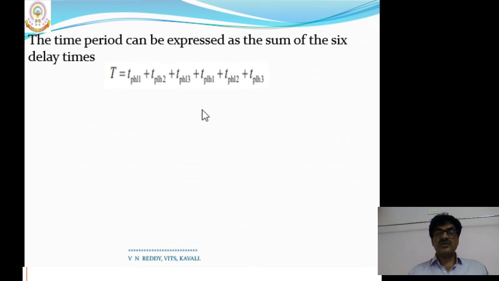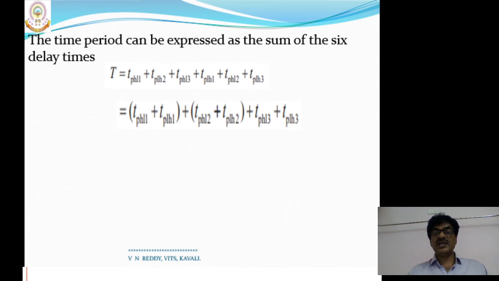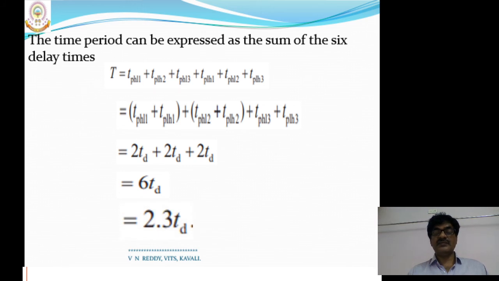Now group the above times like this: TPLH1 plus TPHL1 is one group, TPHL2 plus TPLH2 is another group, and the third group is with reference to the third inverter, TPHL3 plus TPLH3. Previously we derived that the time delay of each gate is the average of the transition propagation delays. Therefore, the sum of TPLH1 plus TPHL1 is equal to 2 times Td. Similarly, with reference to the second inverter, the sum of these two times is equal to 2 times Td. Similarly, with reference to the third inverter, the delay is 2 times Td. So the time period of this 3-stage ring oscillator is equal to 6 times Td, and you can write this as 2 into 3 times Td, where 3 is the number of stages.